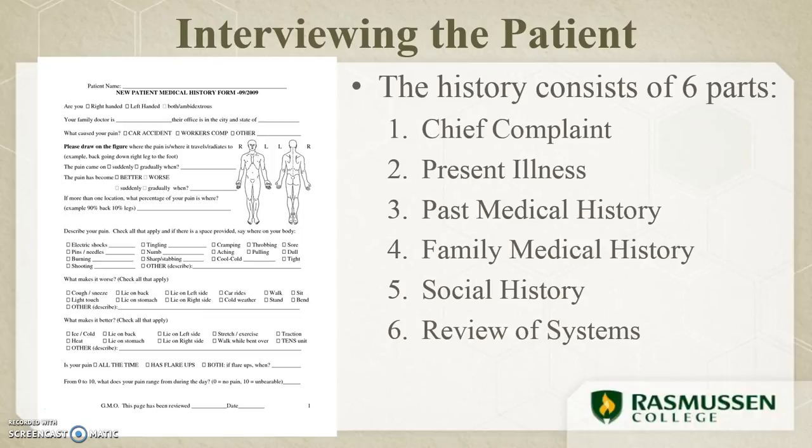The social history is going to include lifestyle patterns that could affect the patient's health status. Things such as, are you a smoker? Do you consume alcohol? Do you partake in any recreational drugs? What's your occupation? What's your marital status? What's your sexual preference and how many partners have you had? What kind of diet do you have? Do you exercise at all? And what are your sleep habits?